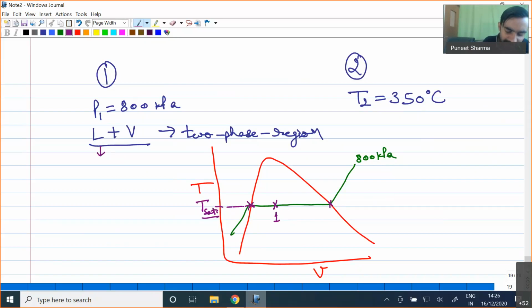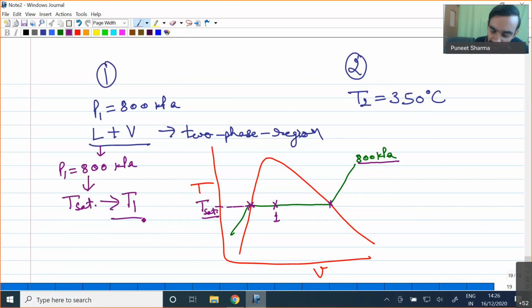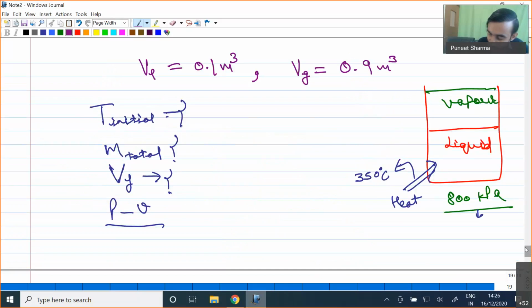if it is actually crossing the saturated points. Okay, so if it is crossing the saturation point, what we have to do is go to the pressure table, and corresponding to P1 of 800 kilopascals, I have to locate T saturation. So whatever T saturation I locate, that will be nothing but my T1 temperature. Is this point clear to all? Yes, sir.